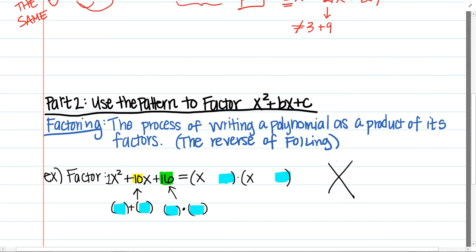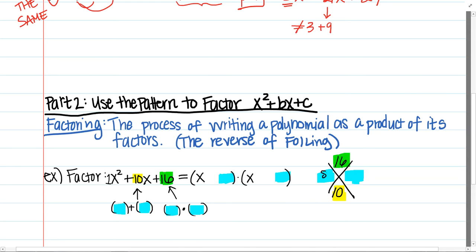And in this case, we want to find two numbers that multiply to make 16 and add to make 10, because that's the pattern. So the 10 comes from over here in front of the x, and the 16 is the number at the end. And these two numbers that we find when we do the diamond problem are what go inside the binomials. So, do you know what those two numbers might be?